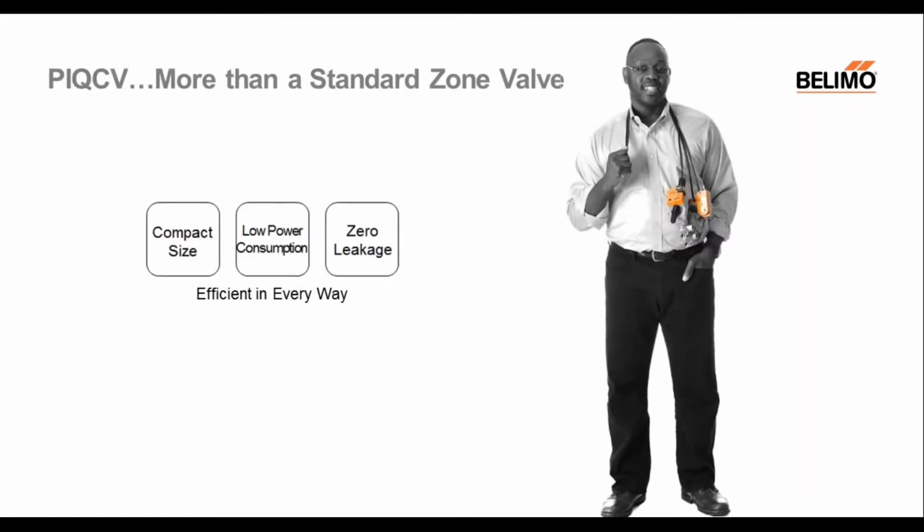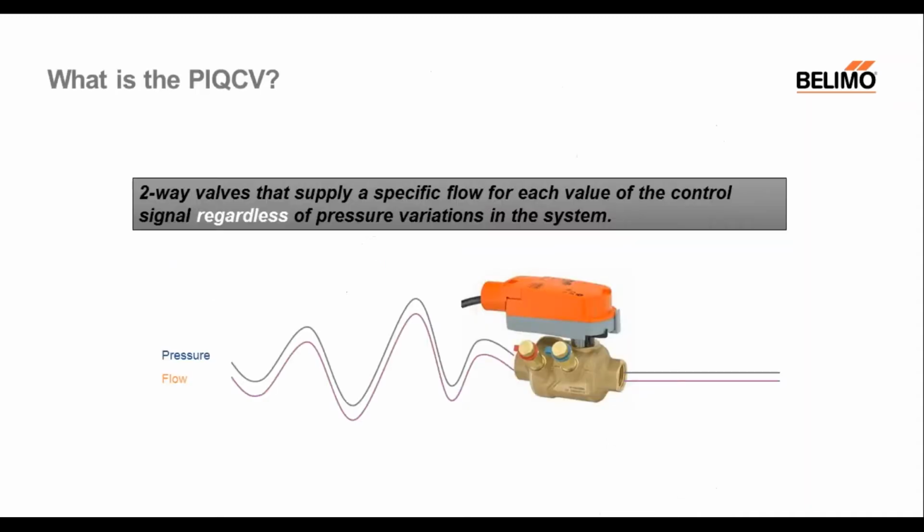So our PIQCV is more than your standard zone valve. It's compact in size. It uses low power, so it's low power consumption on the actuator. It's zero leakage because it's designed on the ball valve technology. And we like to say it's efficient in every way. So what is a PIQCV? A PIQCV is a two-way valve that supplies a specific flow for each value of control signal, regardless of pressure variations in the system.